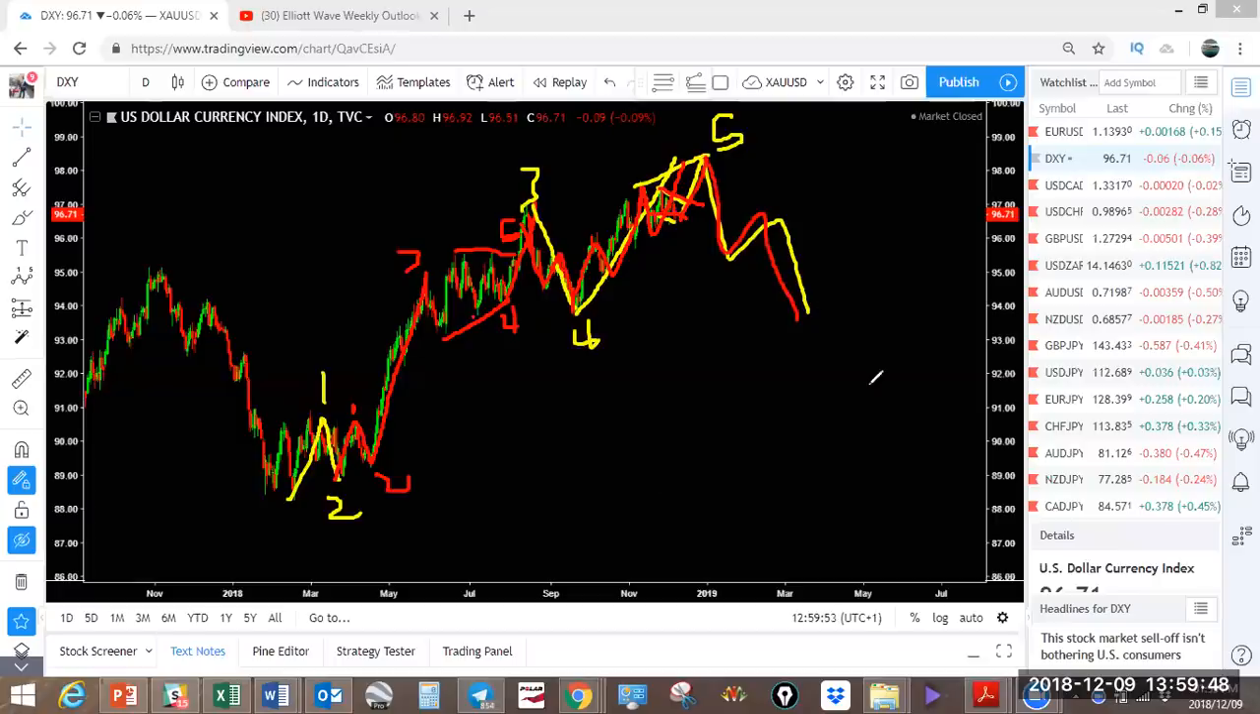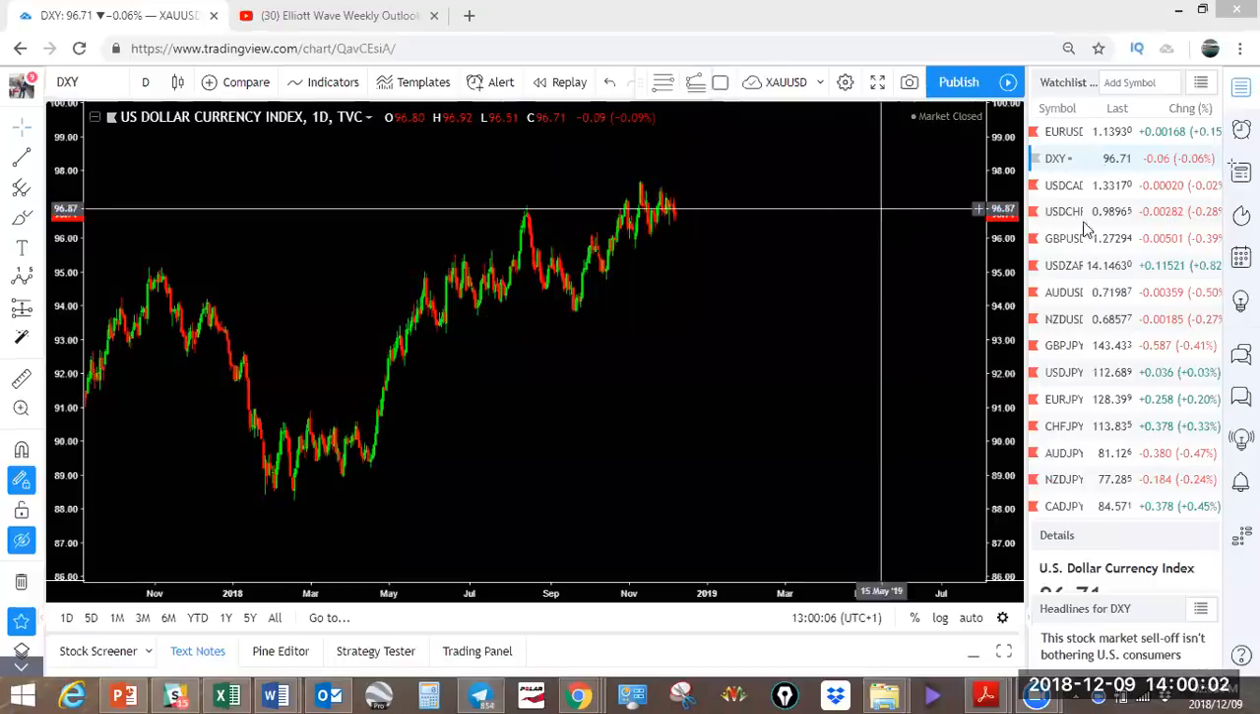Okay, how far will this pullback be? Could even be back 60% or 61% or 50% of this whole string. So let's see how that goes. For now, you don't want to be aggressive and be trading this move to the upside. Okay, so let's go through the rest of the pairs.